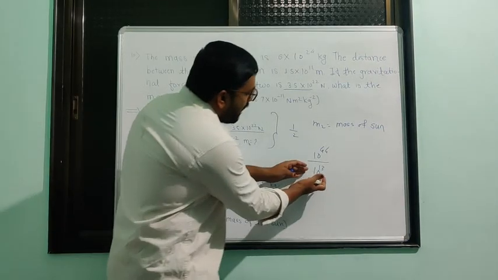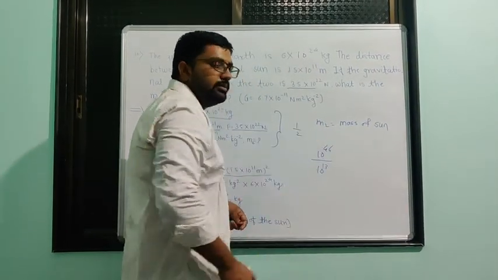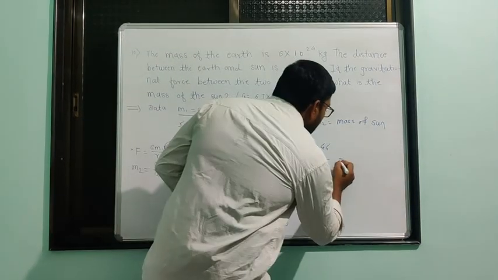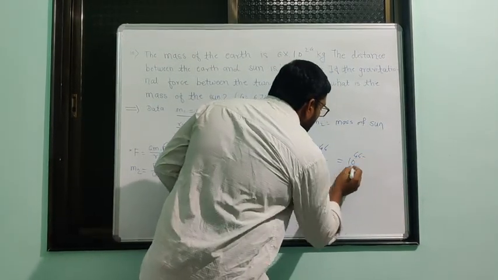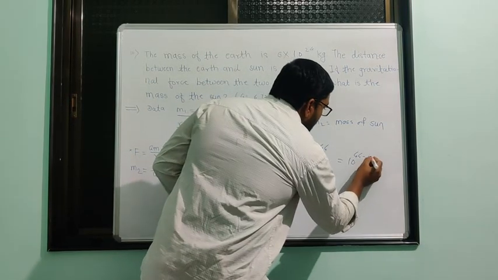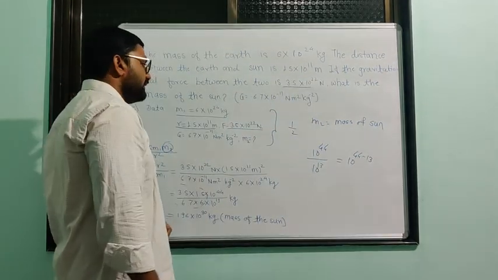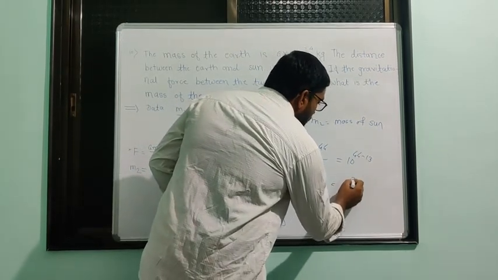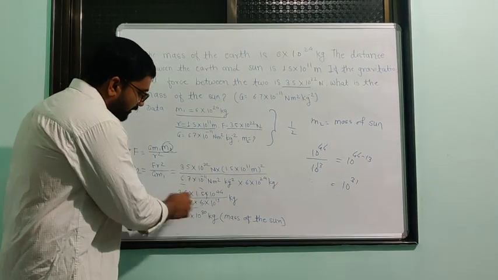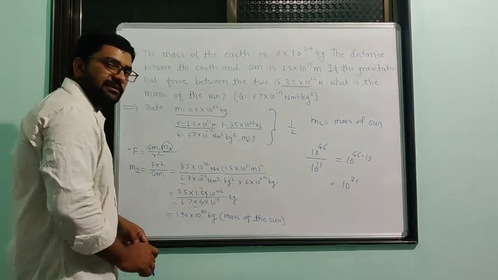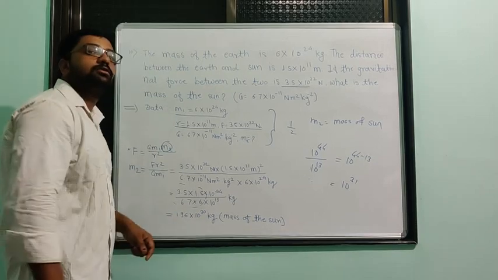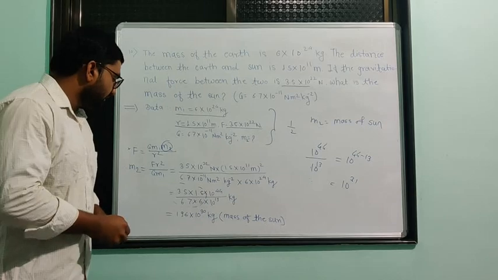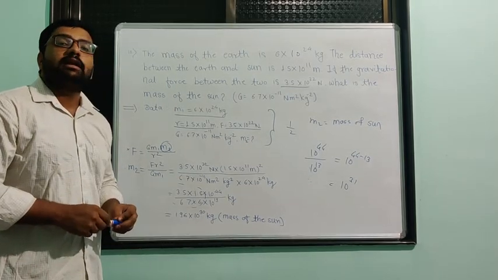When the power of the denominator goes to the numerator, it will be subtracted. So 10 raised to 44 minus the denominator power 10 raised to 13. Ultimately this becomes 10 raised to 31, and after adjusting the decimal point, we get 10 raised to 30. So the mass of the sun will be 1.96 into 10 raised to 30 kilogram.